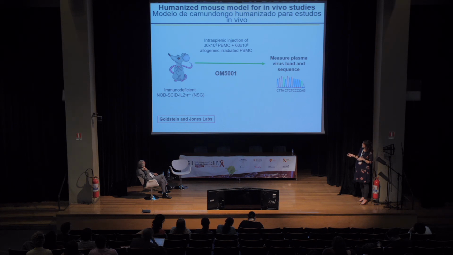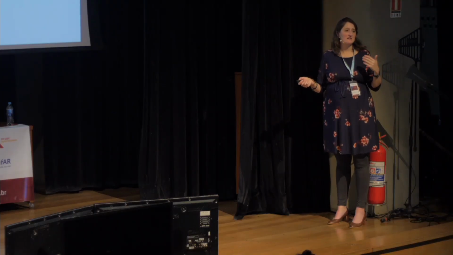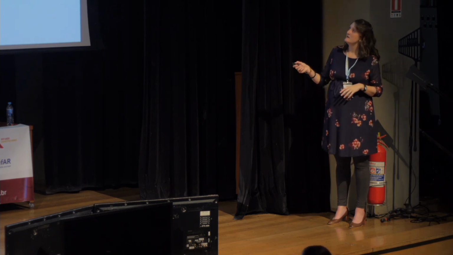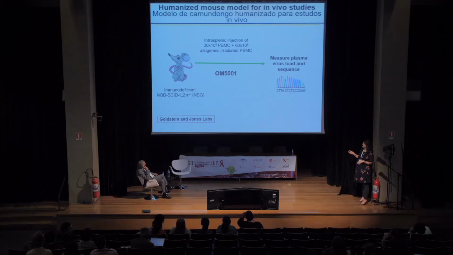So here, just to show the brief schematic, the Goldstein lab has these immunodeficient mice that they can engraft with PBMC from people who are HIV infected but suppressed. And they're interested in looking at virus rebound when you engraft latently infected cells into these humanized mice. So what they do is intrasplenically inject leukapheresis PBMC from the Jones lab in combination with allogeneic irradiated PBMC that create an immune stimulatory environment to get the CD4 cells activated and expressing virus.